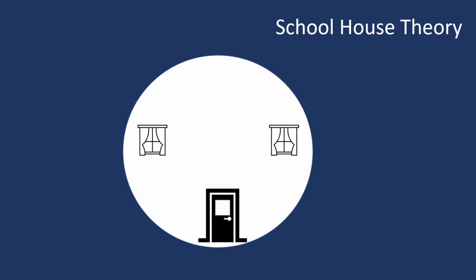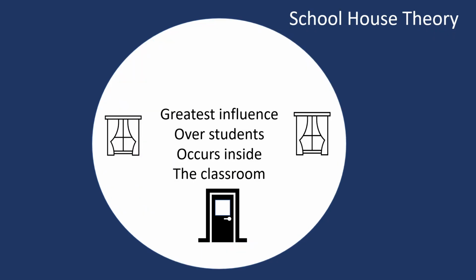And the reason is that for the cell to function properly, everything needs to happen inside the cell. So the greatest influence over students occurs inside the classroom. I gave it away already. For a cell to propagate its function, it must happen inside the cell. So whatever the function of this cell is, whether it's a brain cell or cardiac cell, for everything to function, it has to happen inside the cell. All right.